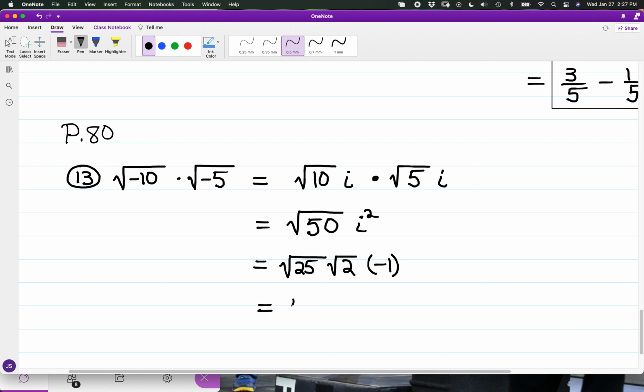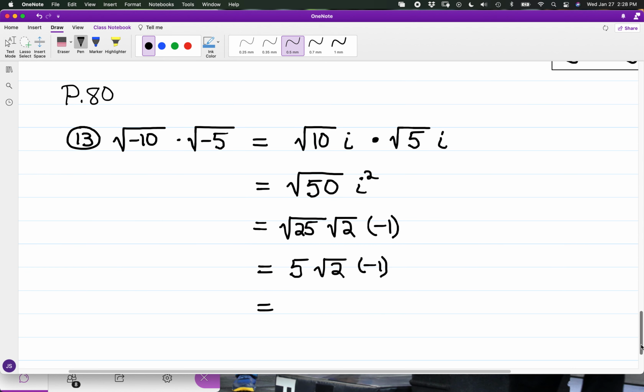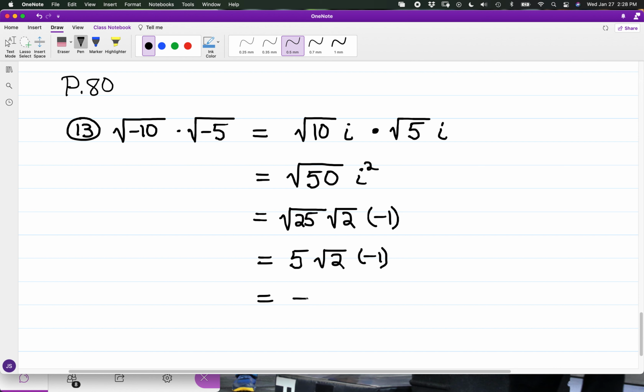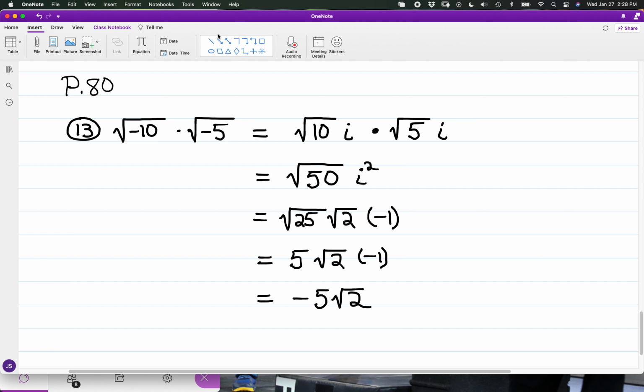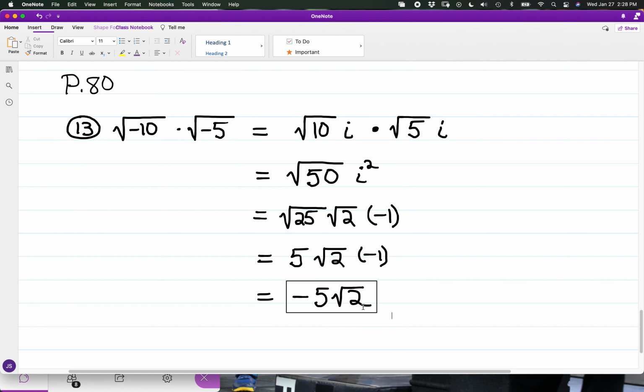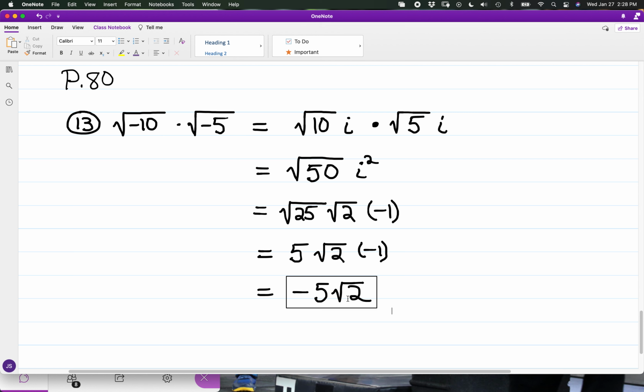Now the square root of 25 would be 5. We have times the square root of 2, multiplied by negative 1. So we have 5 times the square root of 2 times negative 1, and this result is going to be negative 5 times the square root of 2. In this case, the product of two complex square root numbers will very likely yield a negative real value, and this is what we have here with negative 5 times the square root of 2.